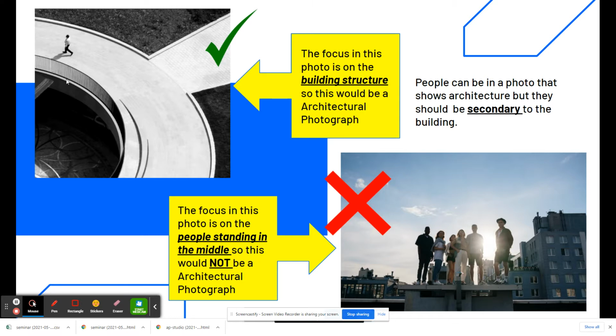Here's one that has a person in it, but the focus is really on the building, right? They're obviously on a second or third floor taking a picture down, giving this really interesting shot. But look at this one.